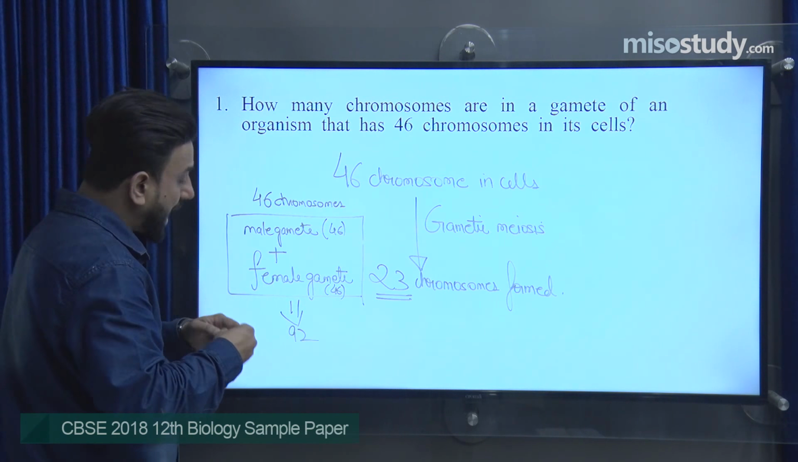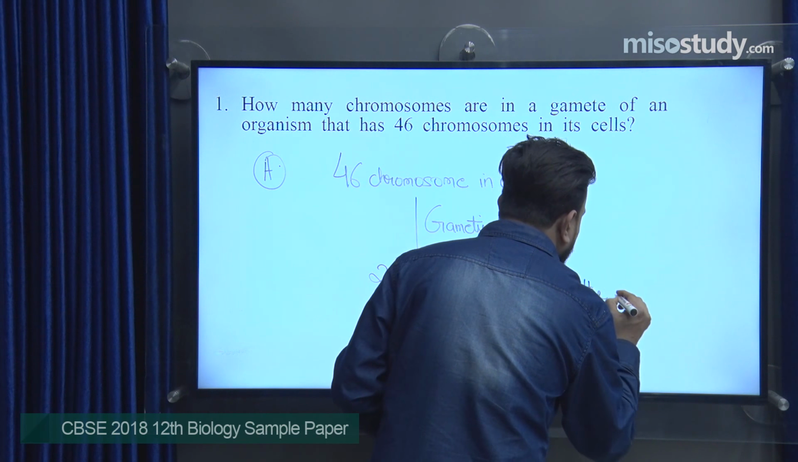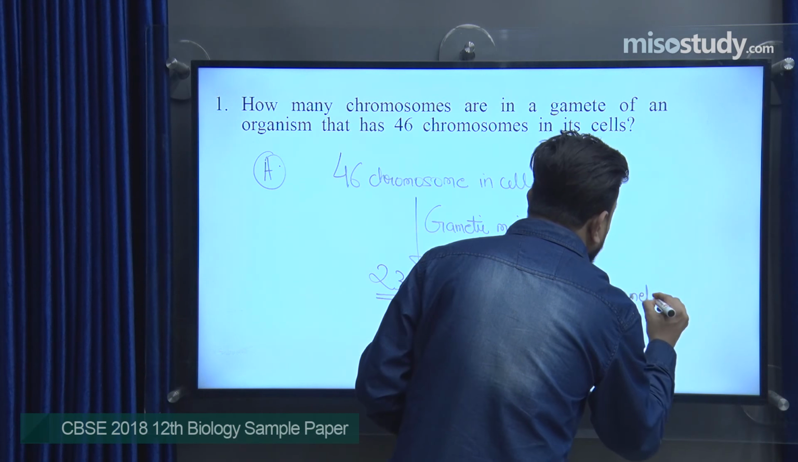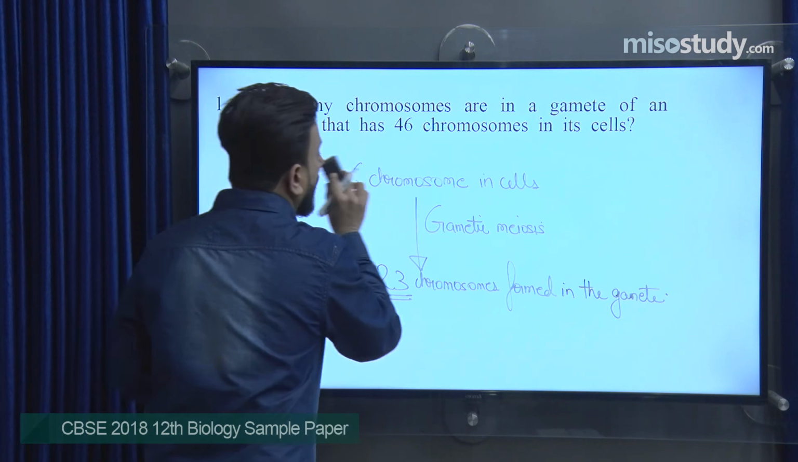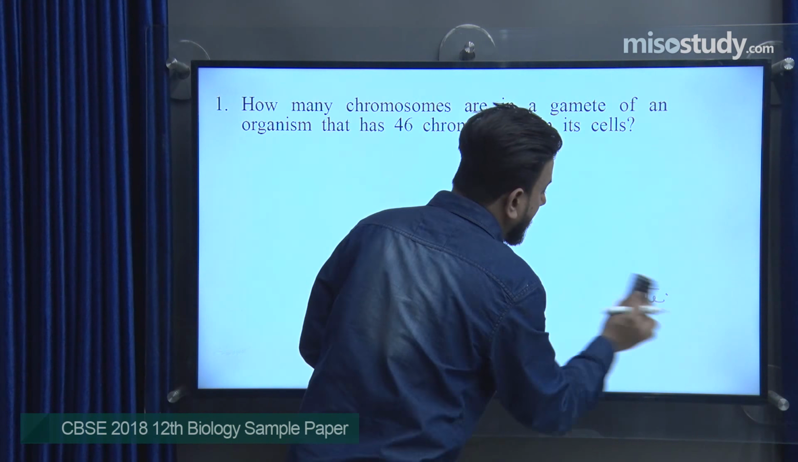This is a very simple concept. You will write your answer just in word form. One word you should write, or one sentence you can write: the chromosomes in a gamete of an organism that has 46 chromosomes in its cell will be 23 chromosomes formed in the gamete. You can write it this way, or you can form a sentence, that would be better. So I hope this is clear. And now we move on to the next question.